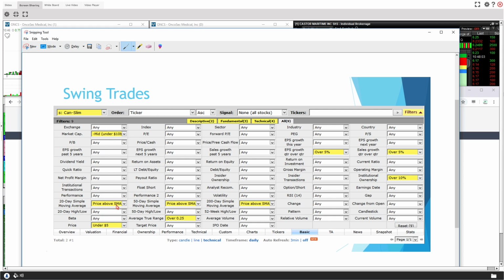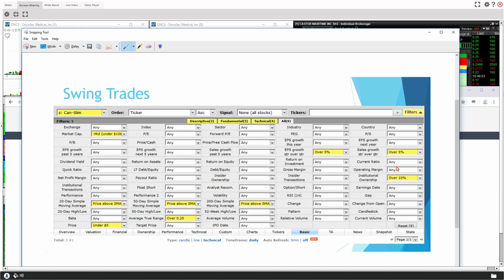So we're going to have a couple different settings right here, guys. We're going to have market cap under 10 billion, price above the SMA of the 20-day, above the 50-day. Price, again, we can do that under $5 or under $10. Average true range 0.25, 200-day moving average above. So we want to constantly be moving up.